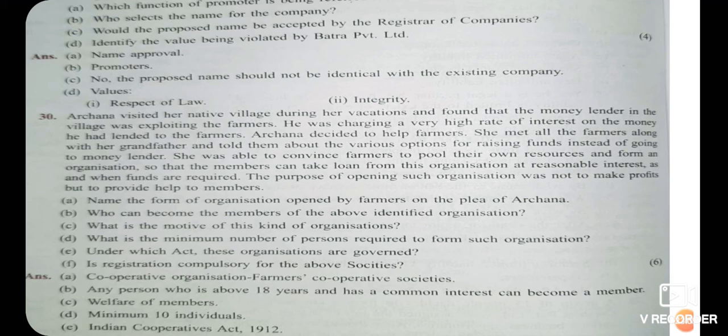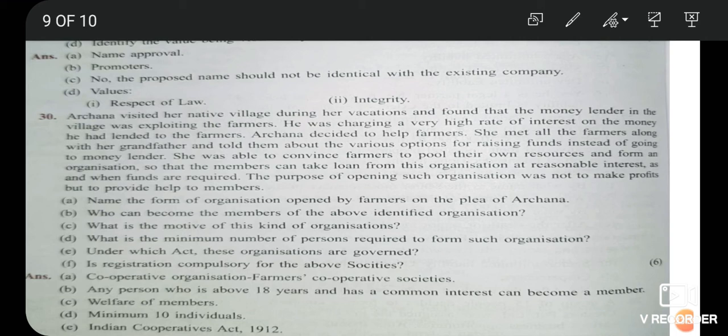Okay, next we are having who can become the member of this above identified organization. Now here, children, when we are telling name the form of organization opened by farmers, now here they are taking loans. Okay, so it is credit cooperative, children. Okay, the answer here should be credit cooperative. You can also write with a slash, credit cooperative. Okay, credit cooperative, because we are talking about money here. Okay, next.